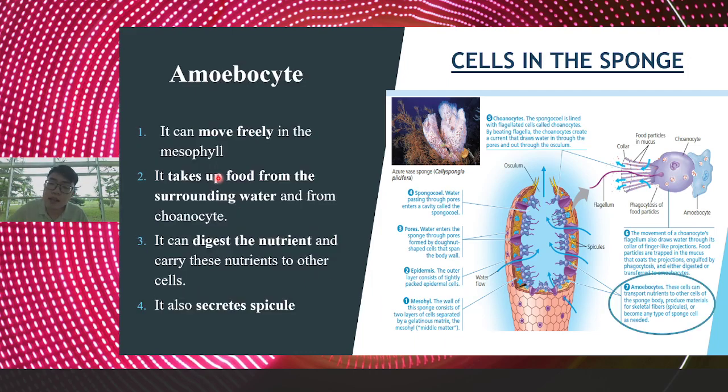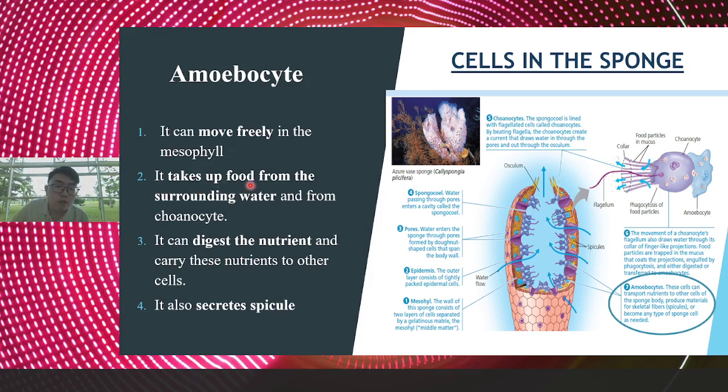Okay. Another cell is called amoebocyte. Yang ni number 7. So amoebocyte, if you cannot see this, you can see this in the bigger picture. Ini dia just located at the back of the choanocyte. Behind part of the choanocyte. So actually it is free-moving in the mesohyl.